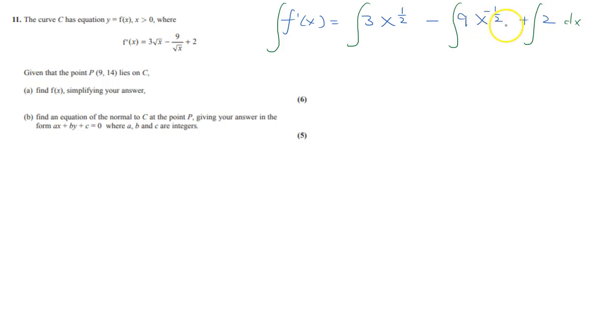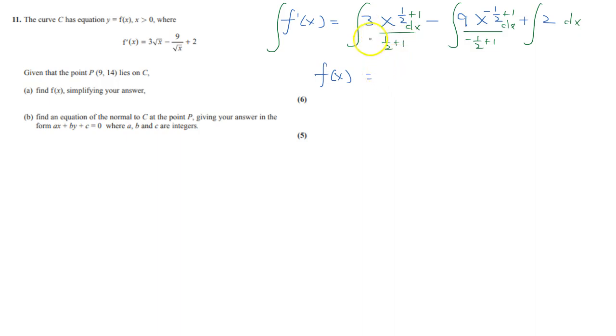dx. So when we do the integration, what we do? Plus 1 over half plus 1. This is plus 1 over minus half plus 1, and this is 2x. So the derivative of this will be fx, that is y, or you can write fx also.